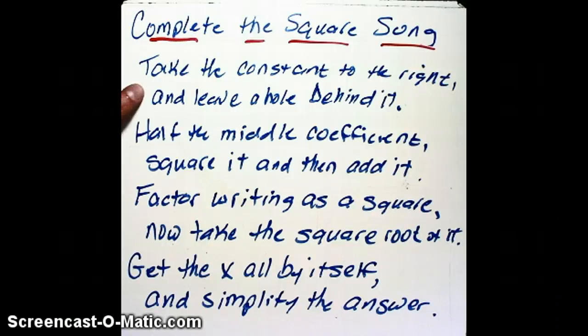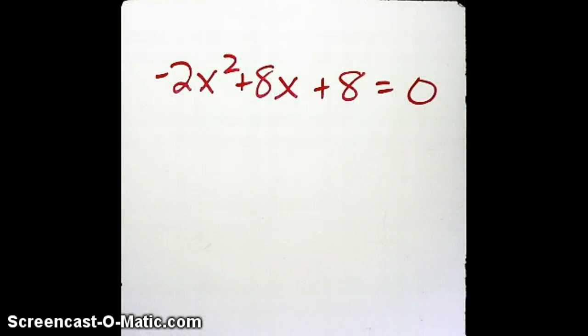Take the constant to the right and leave a hole behind it. Half the middle coefficient, square it and then add it. Factor writing as a square, now take the square root of it. Get the x all by itself and simplify the answer. Yay, way to go.